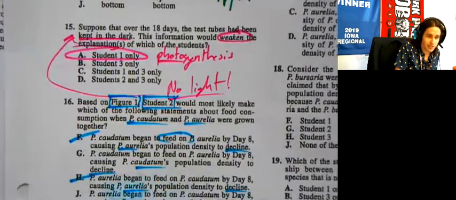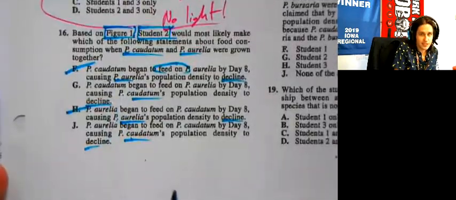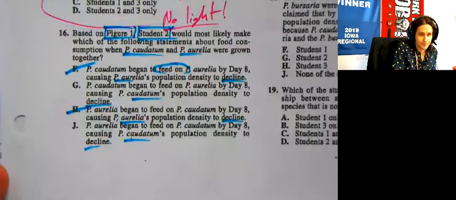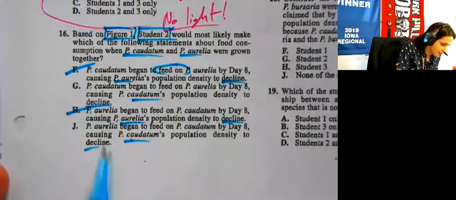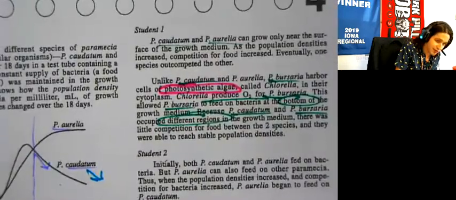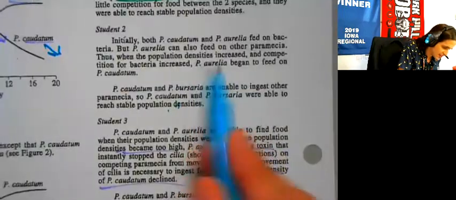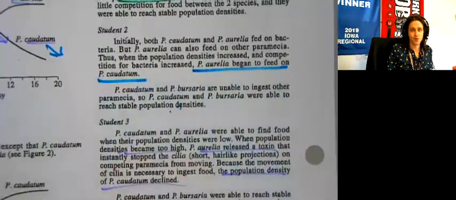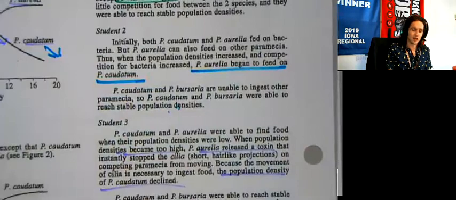So cow datum declined. If cow datum's going down, who's getting eaten? Cow datum's getting eaten. P. aurelia began to feed on P. cow datum. You could also find that back in here. P. aurelia began to feed on P. cow datum. A word search would have found began to feed on as well. 4 down, 3 to go.